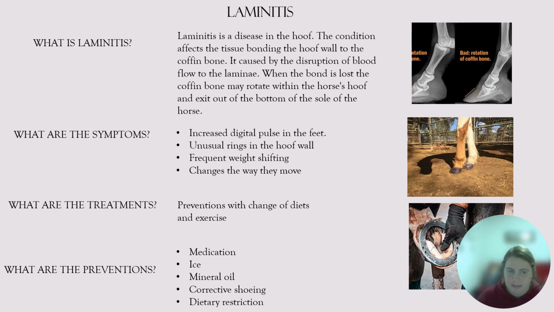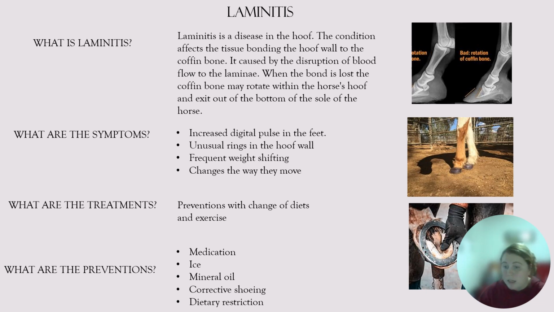So what are some treatments? So prevention with change of diets and exercise. So we can prevent this by not giving, most of the time it's ponies. Very rarely you'll see horses have them, but ponies have it a lot because of the sugars in the grass. So you can change their diets by maybe putting them in a dry lot, maybe only letting them have grass for so long, having their grain not be super sugary, just really managing their diets.